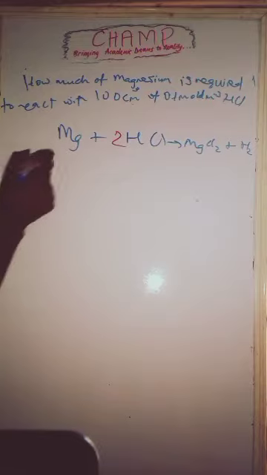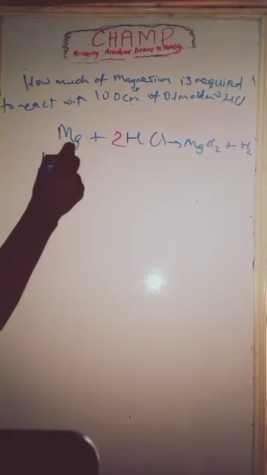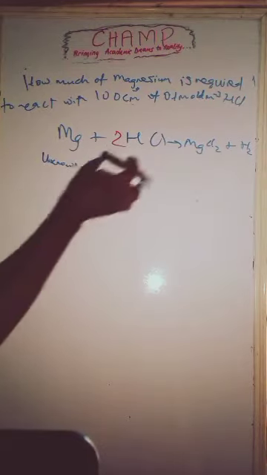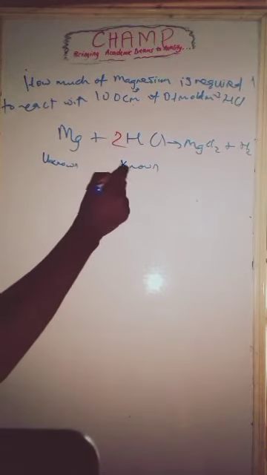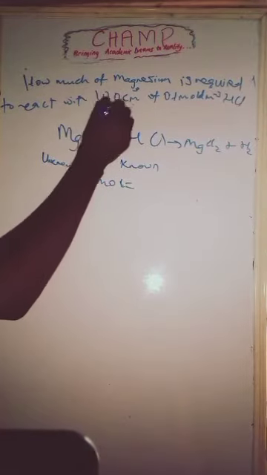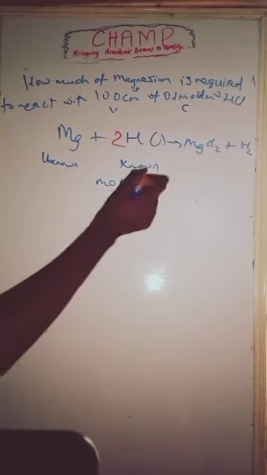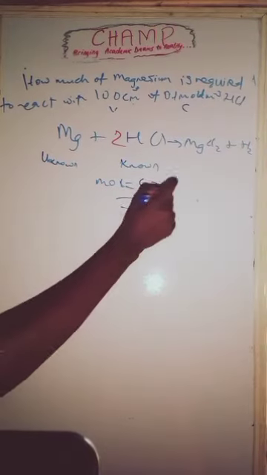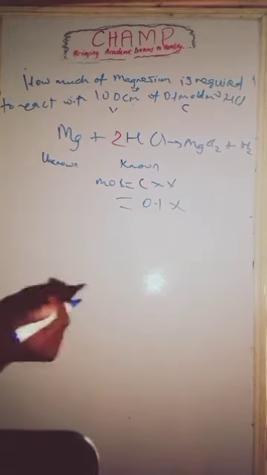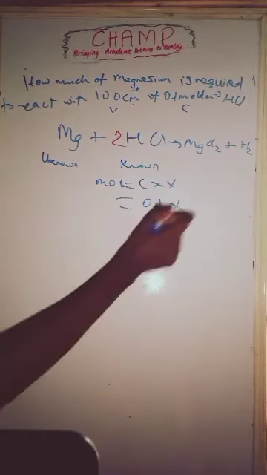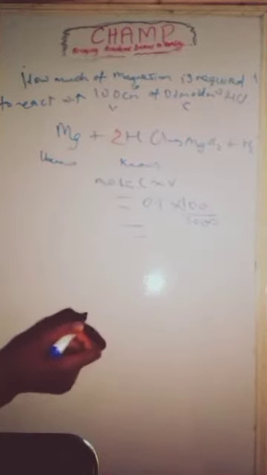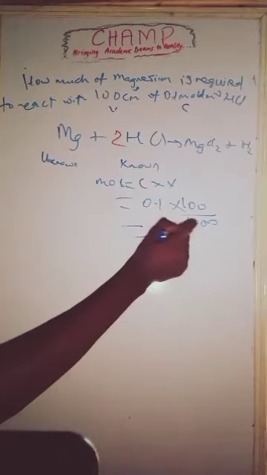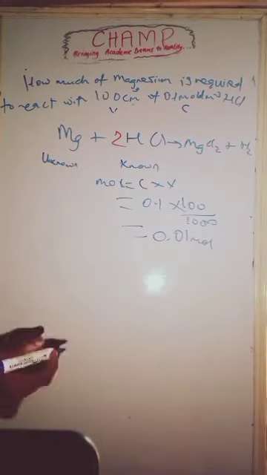Okay, let's move on. They said how much of magnesium? Magnesium is not known. This is your unknown. Just know the two methods in case. Then this is your known. What's the next thing? Find the mole of your known. Mole is CV, concentration times volume. What's your concentration? 0.1 times. What's your volume? 100. But I said it can be in centimeter cube, you change it to dm cube. 100 over 1000. So that's 0.01 mole.